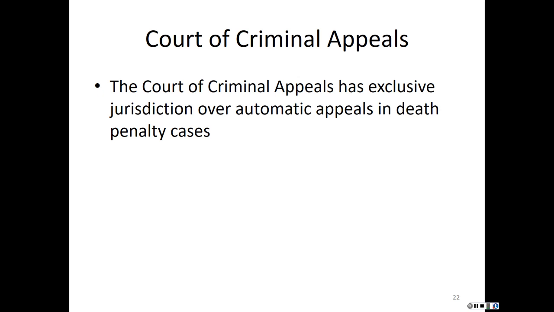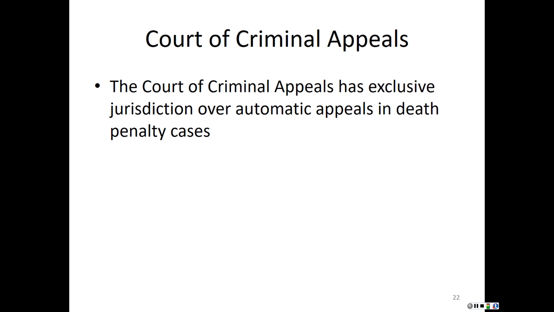If you are tried in district court for a capital offense and you are convicted and given the death penalty, you have one automatic appeal to the Court of Criminal Appeals. You're going to bypass that mid-level, the circuit court, the Court of Appeals, and go straight up to the Court of Criminal Appeals. They have to hear your appeal.